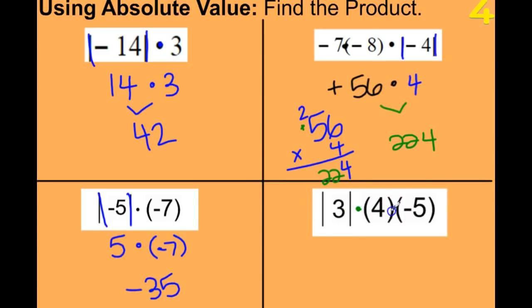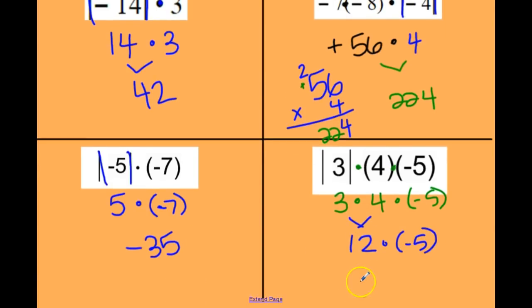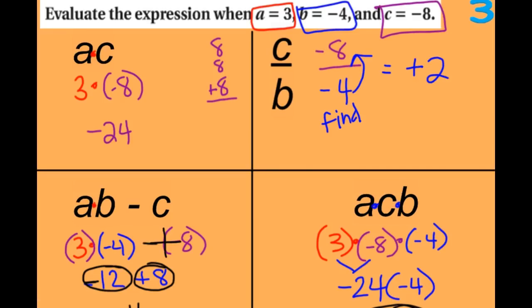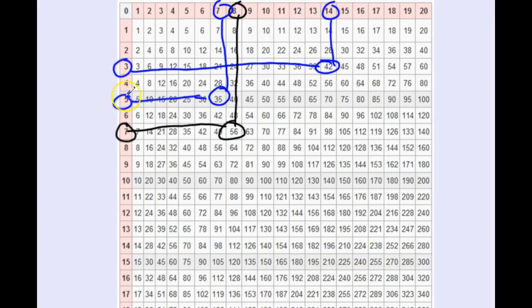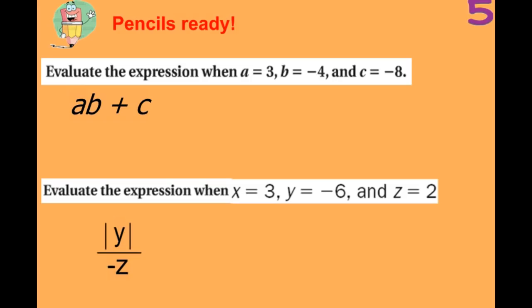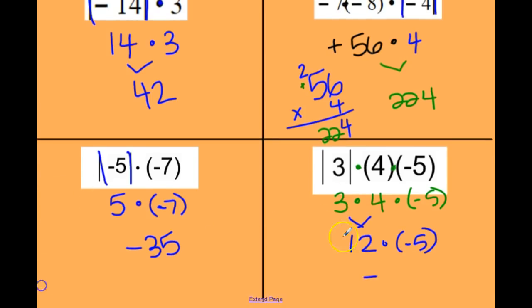All right, this is all multiplication. We're just going to work our way across. Anything in the absolute value comes out clean. So we really have 3 times 4 times negative 5. Maybe you know this one. 3 times 4 is 12 times a negative 5. Happy and grumpy, they don't get along, so it's going to be a negative. So 12 times 5, here's 5, here's 12. We should get 60. So it's a negative 60.